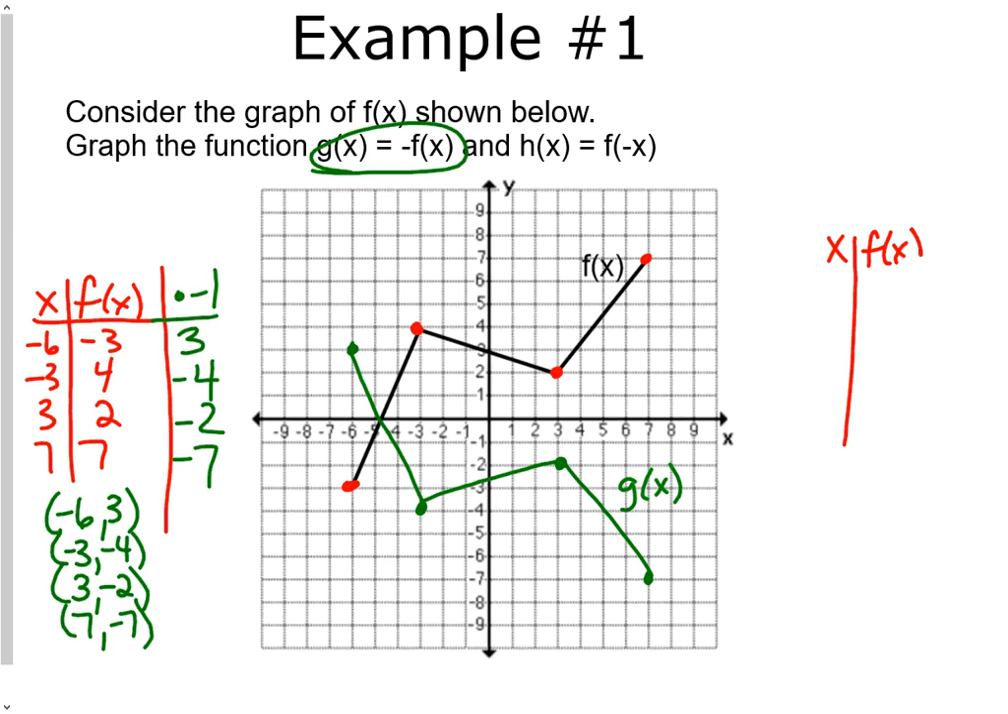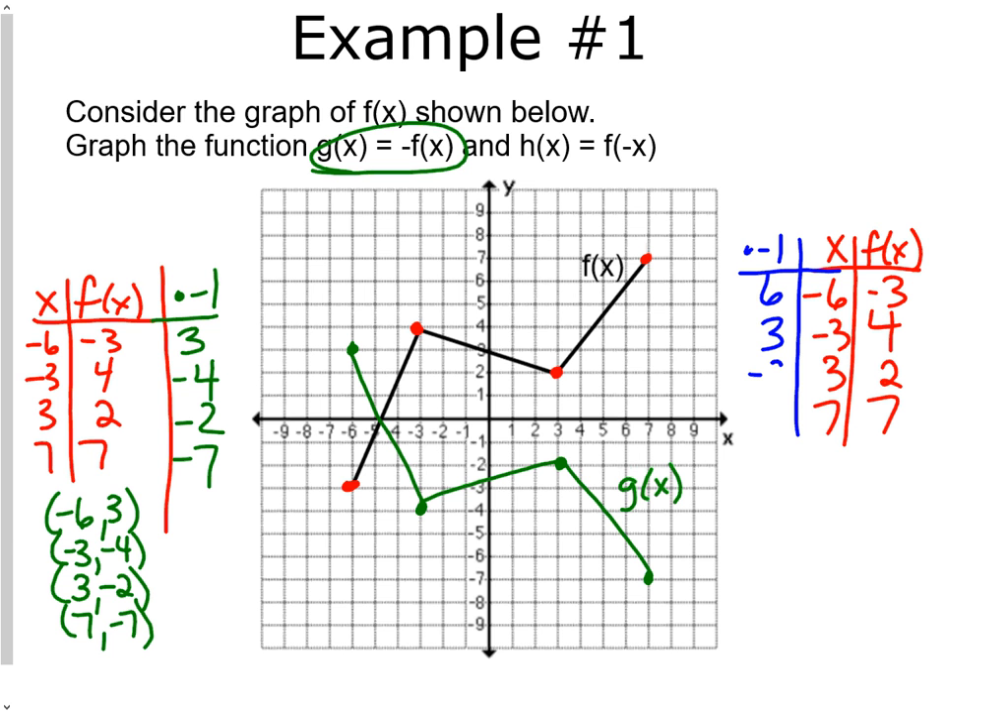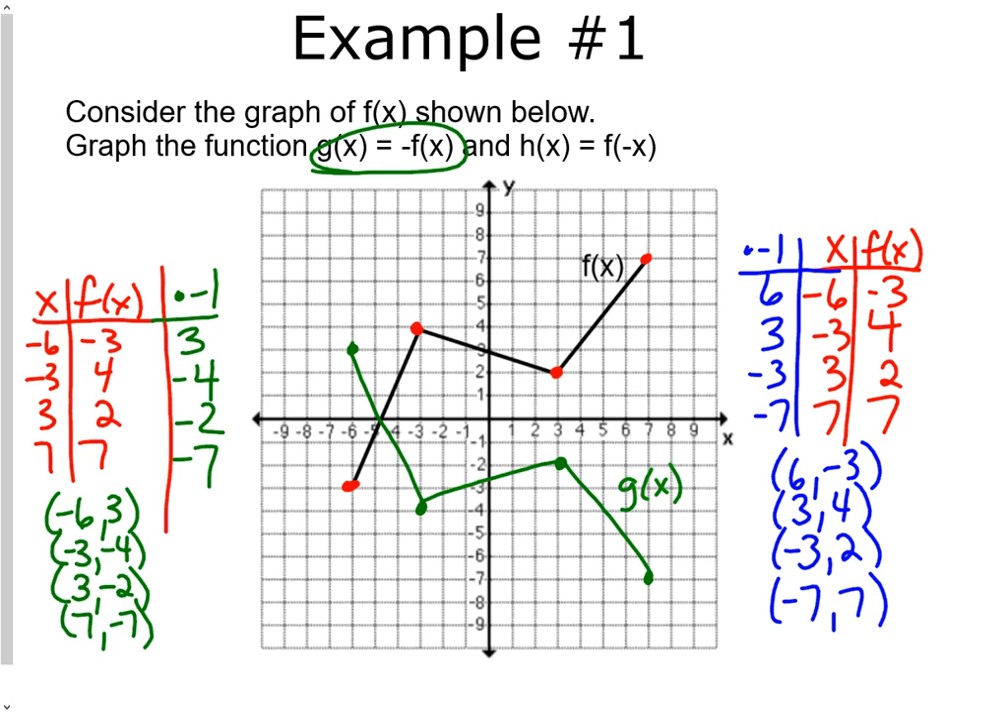Okay, let's try this again. This time, though, I'm going to do an h of x. So negative 6, negative 3, negative 3, positive 4, 3 and 2, 7 and 7. So let's do this in blue. Now that negative sign's being directly to the x, so we're going to multiply by negative 1 directly to the x, and we get a positive 6, a positive 3, a negative 3, and a negative 7, which means my new points are at 6 comma negative 3, 3 comma 4, negative 3 comma 2, negative 7 comma 7.